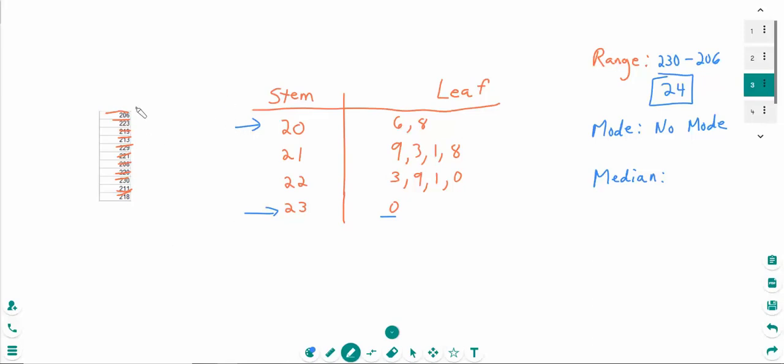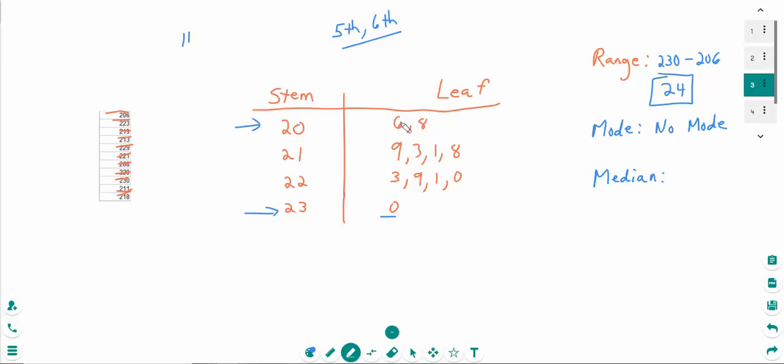All right, so the median, we need to know how many numbers there are to start with. Now I could count these up, or I could just count my leaves, whichever one you want to do. I'm going to count my leaves this time. 1, 2, 3, 4, 5, 6, 7, 8, 9, 10, 11. So there are 11 numbers. That's an odd number. So what are the two numbers we're looking for? We're looking for the 5th number and the 6th number. And we're going to average those two, right? The 5th and 6th number. Okay?